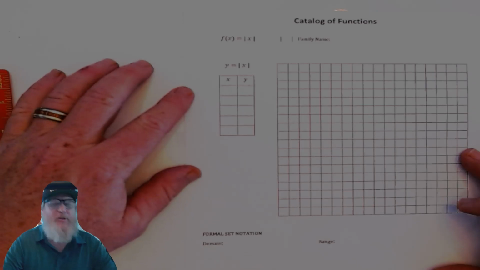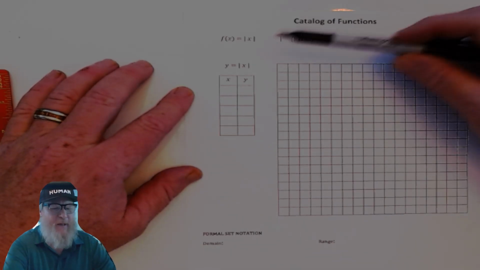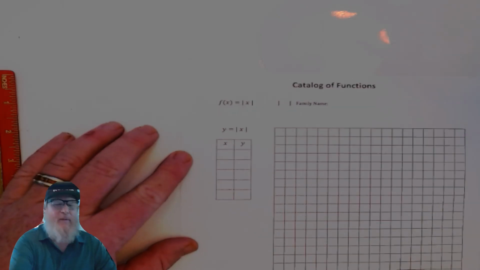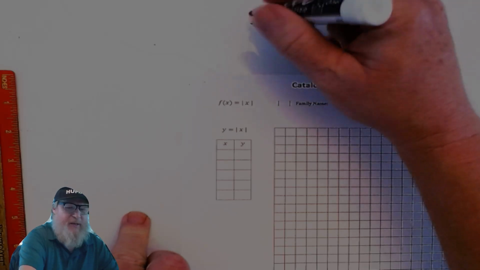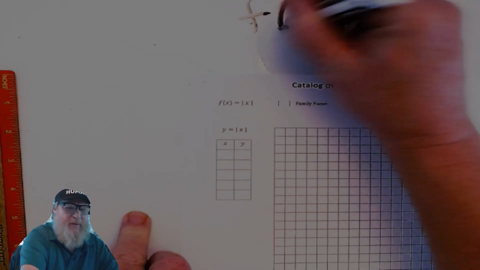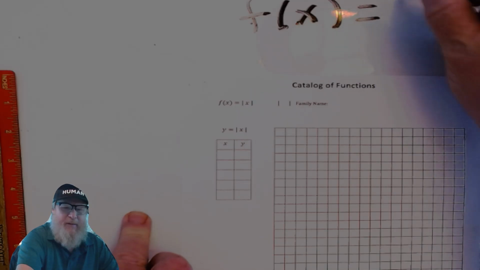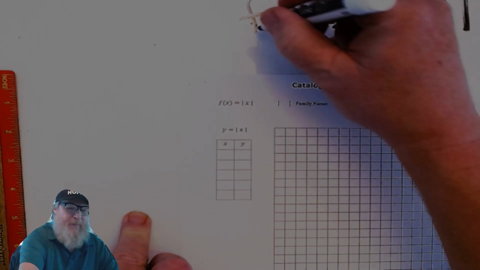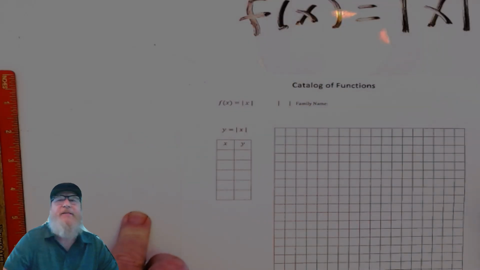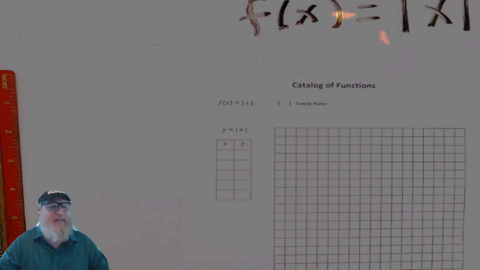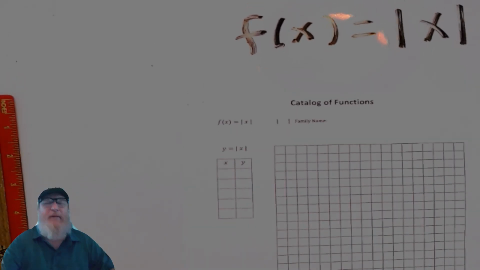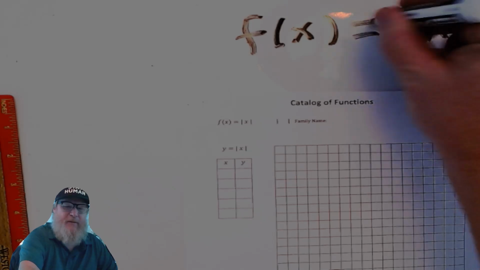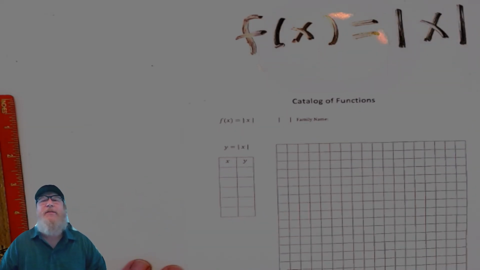So every function has 2 forms. We have the function form. This one is f of x. I'm going to use a combination of the whiteboard and the paper. So this is f of x is the absolute value of x. I don't know if that's coming across clean. So this is what we call the absolute value function.